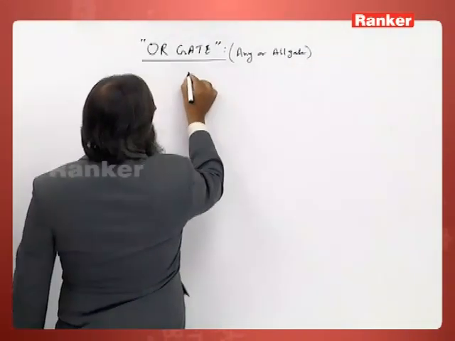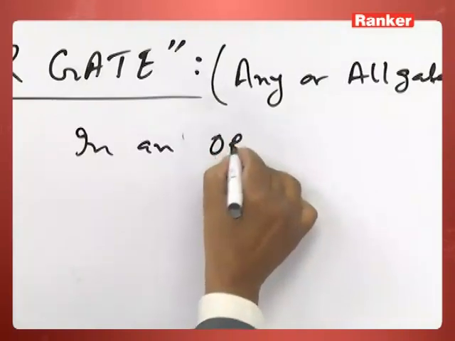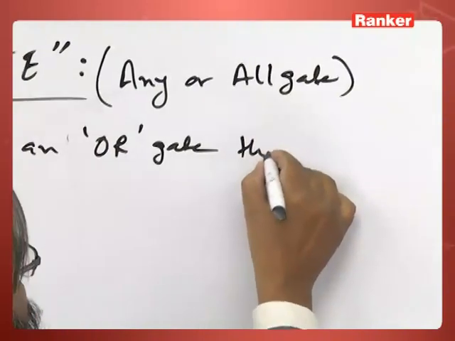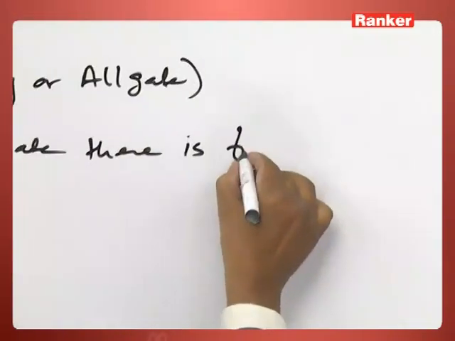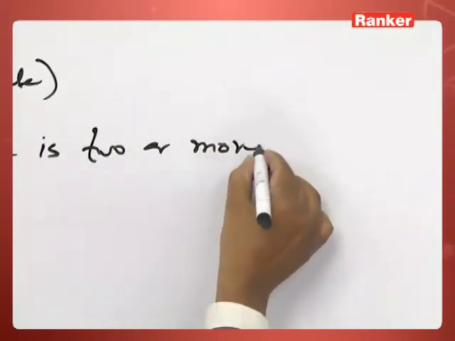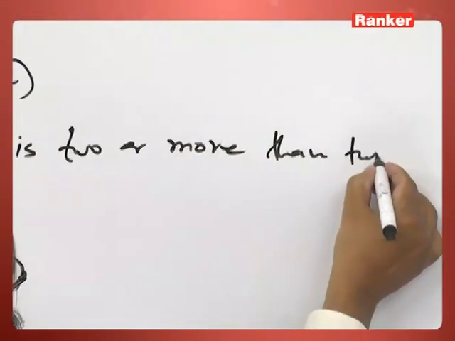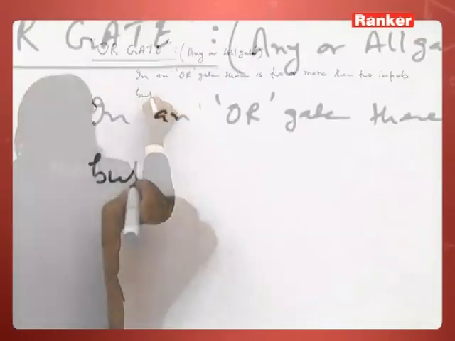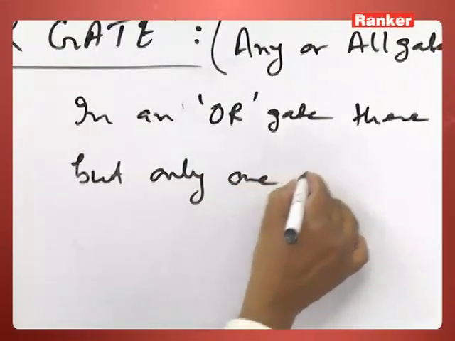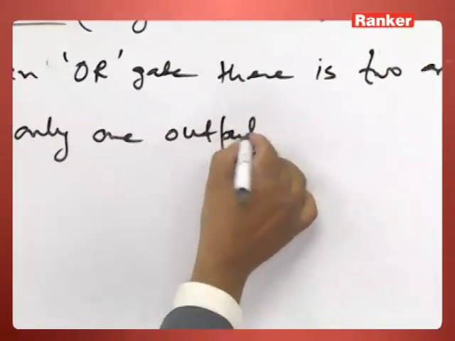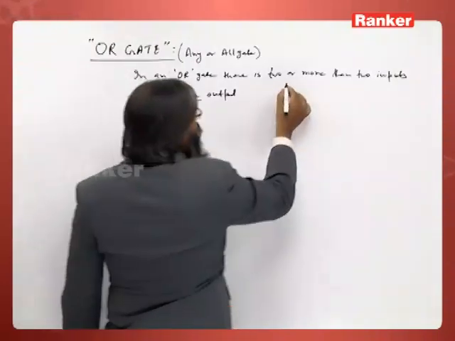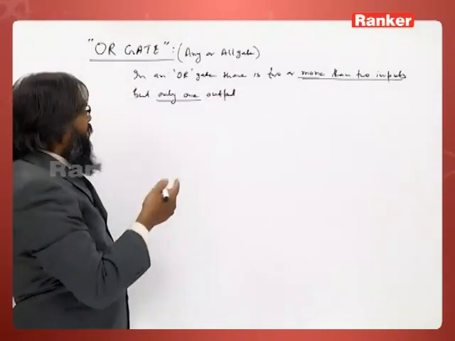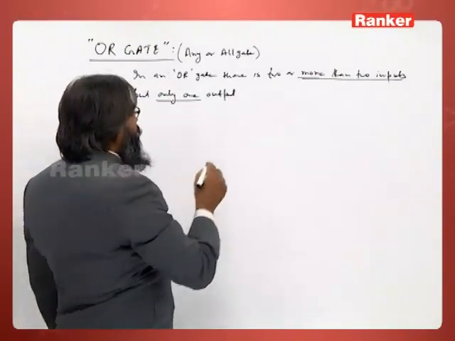So in an OR gate there are two or more than two inputs, but only one output. So how many inputs can there be? At least two or more than two. So the input can be more than two, but the output is only one.